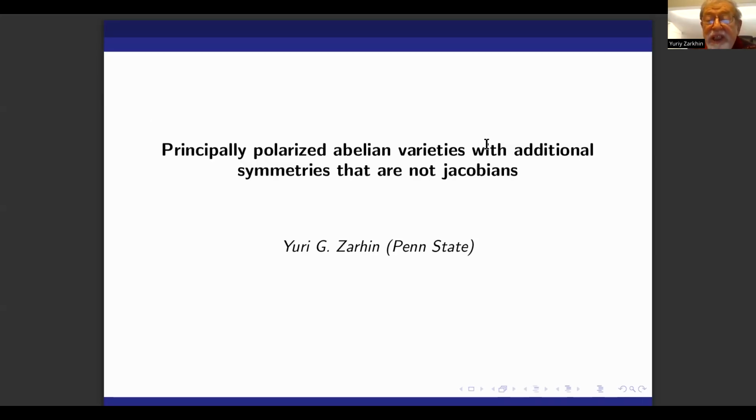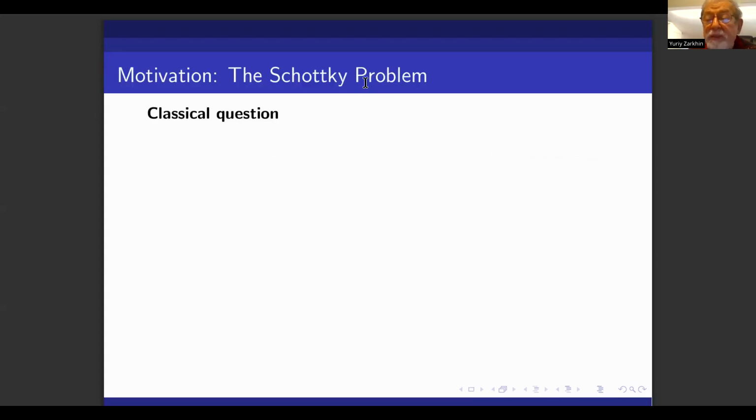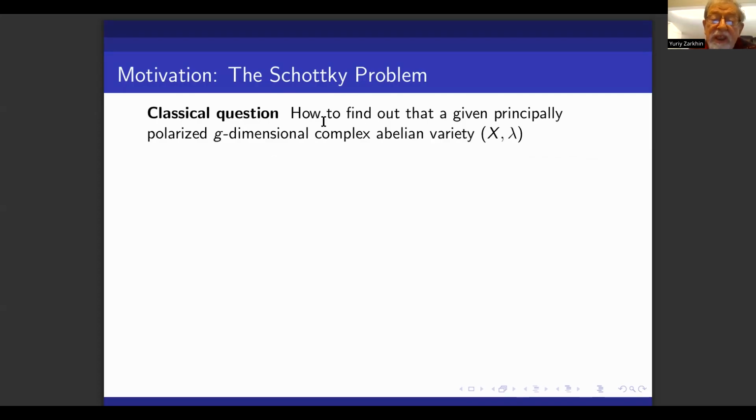Let me start with the motivation. Actually, I'm cheating a little bit. My motivation was slightly different, and I will tell about that later. But the obvious motivation is the classical Schottky problem. So let me restate this problem in the following way.